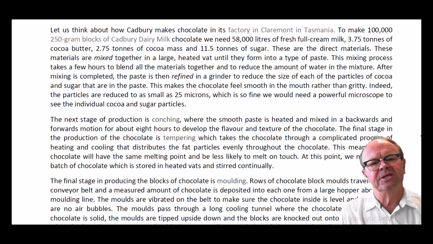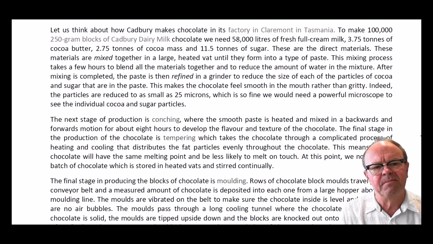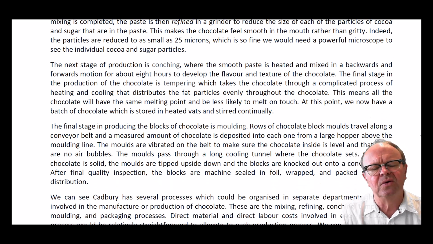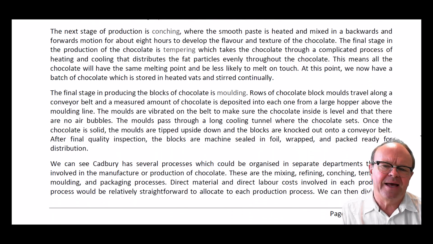The next stage of production is conching, where the smooth paste is heated and mixed in a backwards and forwards motion for about 8 hours to develop the flavour and texture of the chocolate. The final stage in the production of the chocolate is tempering, which takes the chocolate through a complicated process of heating and cooling that distributes the fat particles evenly throughout the chocolate. This means all the chocolate will have the same melting point and be less likely to melt on touch. At this point, we now have a batch of chocolate which is stored in heated vats and stirred continually.